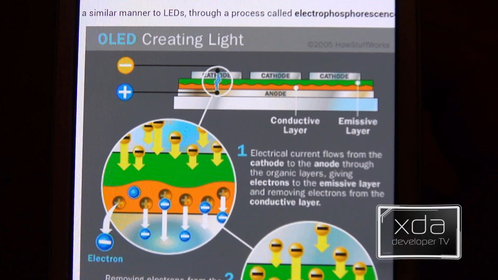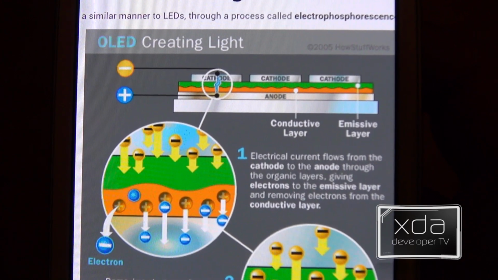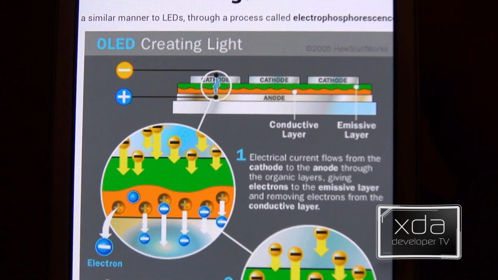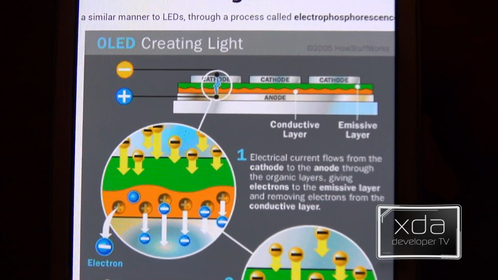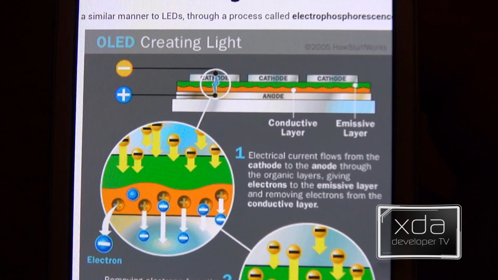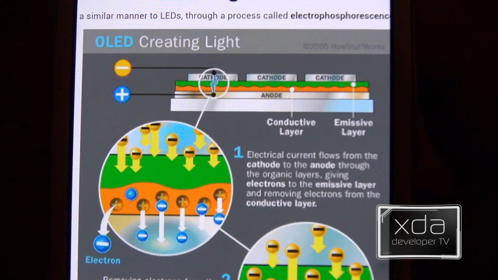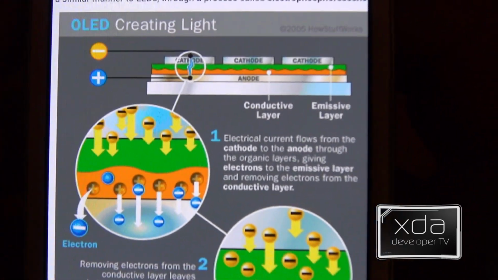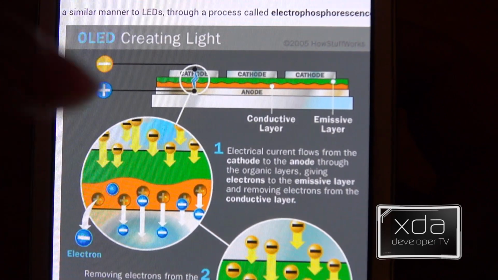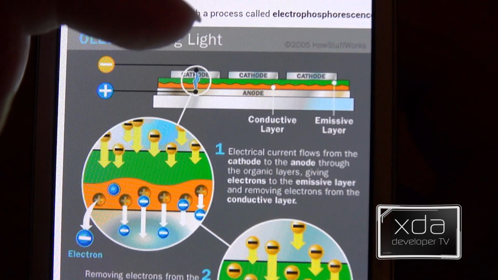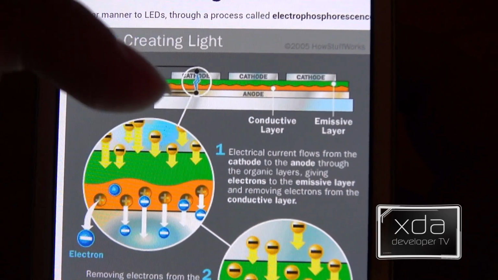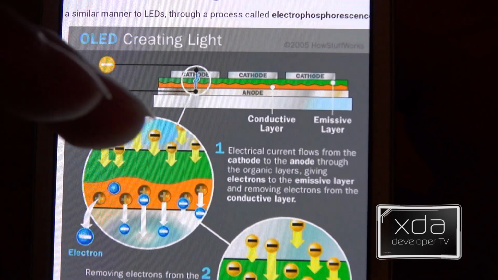In a Super AMOLED screen, also known as an OLED screen, which is really just organic light emitting diode, it is a lot more of a simple structure than you have with LCDs. So you don't need any of those polarizers or any of the filters. The pixels themselves emit light. Really how that process works is by having a cathode and an anode. You will have a current that goes through the organic layers from the cathode to the anode. The cathode will inject electrons into the emissive layer, and the anode will actually subtract ions from the conductive layer.